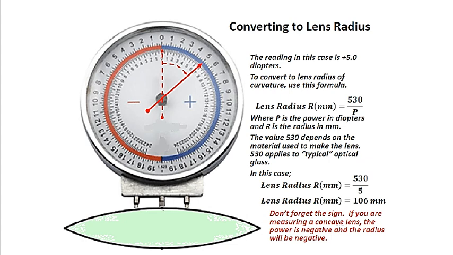That's the radius of curvature using the diopter gauge, and we can get the radius of curvature without doing a lot of mathematics.